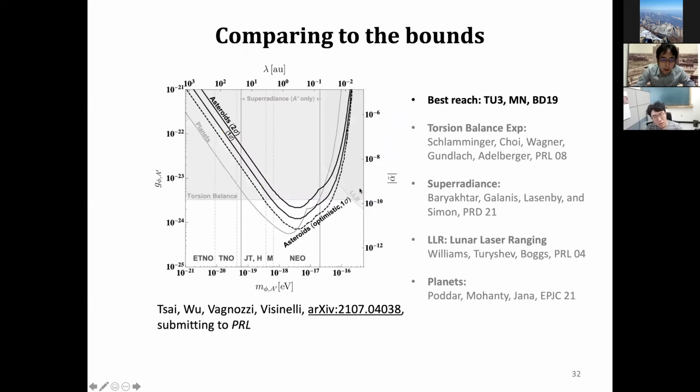So let's compare these to the bound. You can see there is the torsion balance bound, and we actually can do better than torsion balance. This is quite surprising to me because I thought that we could not do better than torsion balance. But based on this kind of naive estimation, we could do better.